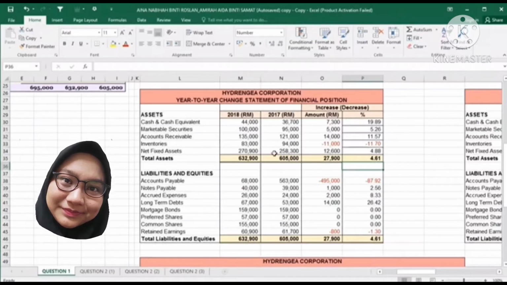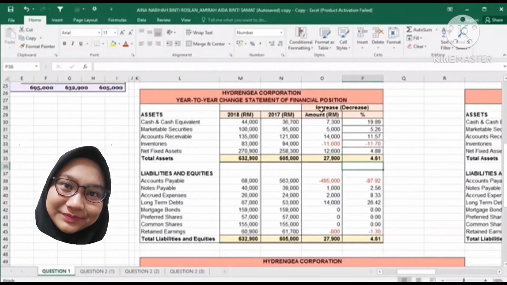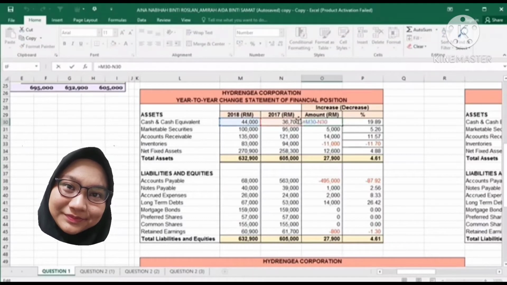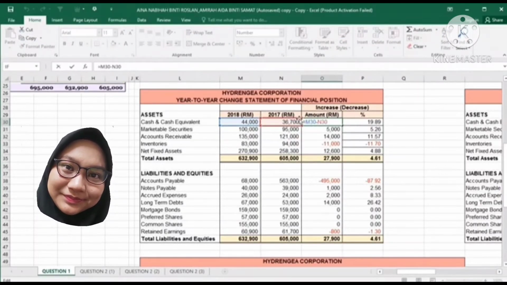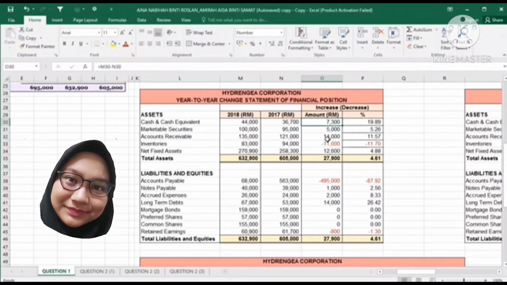First we will calculate for 2018 and 2017. This is data from the table. We want to know either increase or decrease. This is the changes in amount. How we calculate is equal the amount in 2018 minus 2017. When we enter, we get the answer. We drag down, we get all the answers.